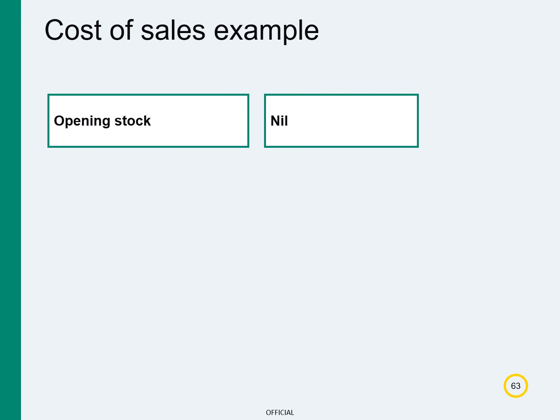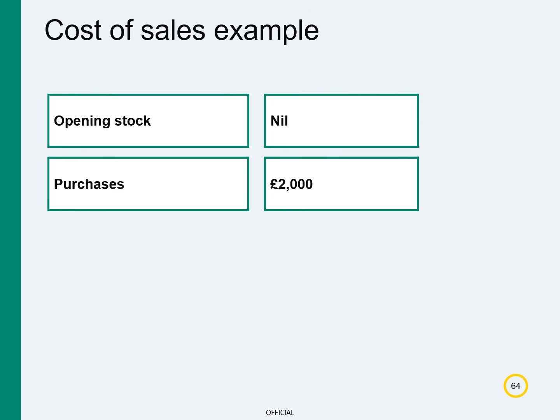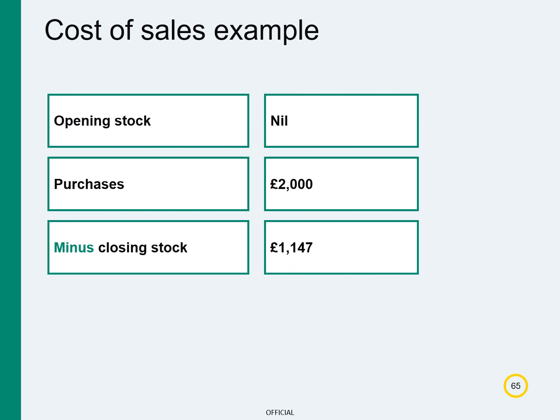During his accounting period, Alan had spent £2,000 on plumbing materials, things like pipes, washers and taps. So his purchases are £2,000. On his first accounting date, the following 5th of April, he did a stock take to see how much stock was remaining. He valued his stock at £1,147. His closing stock is £1,147.